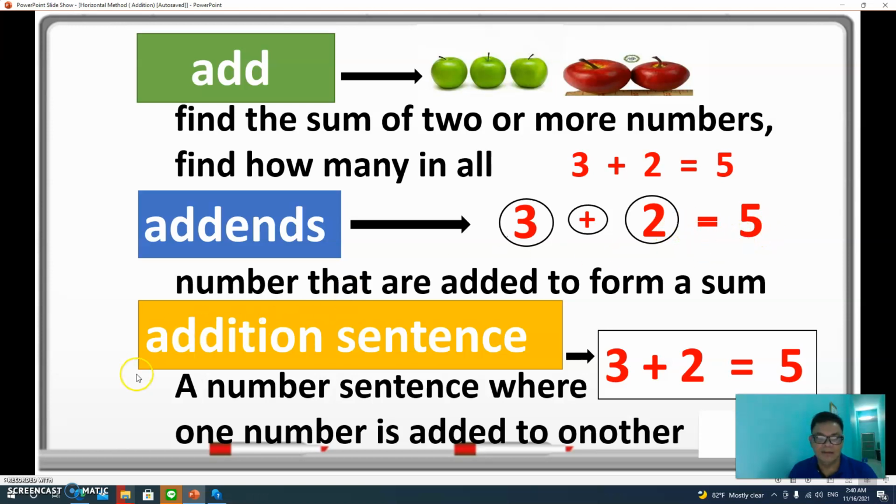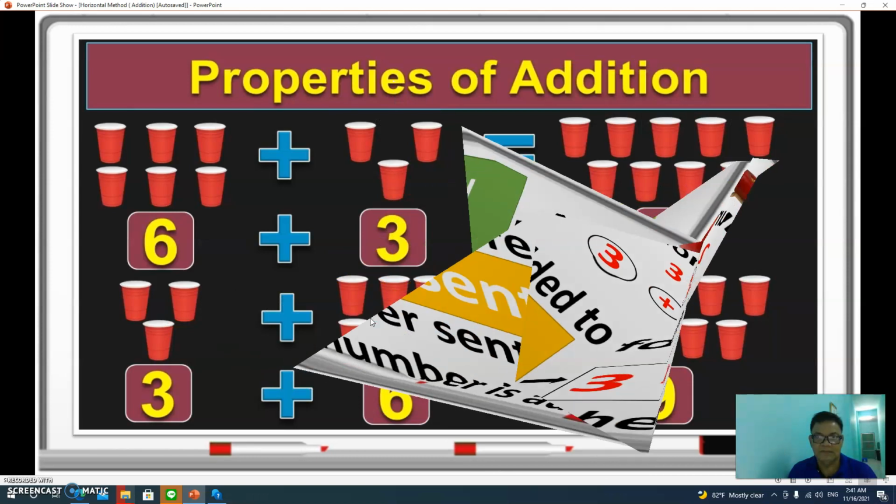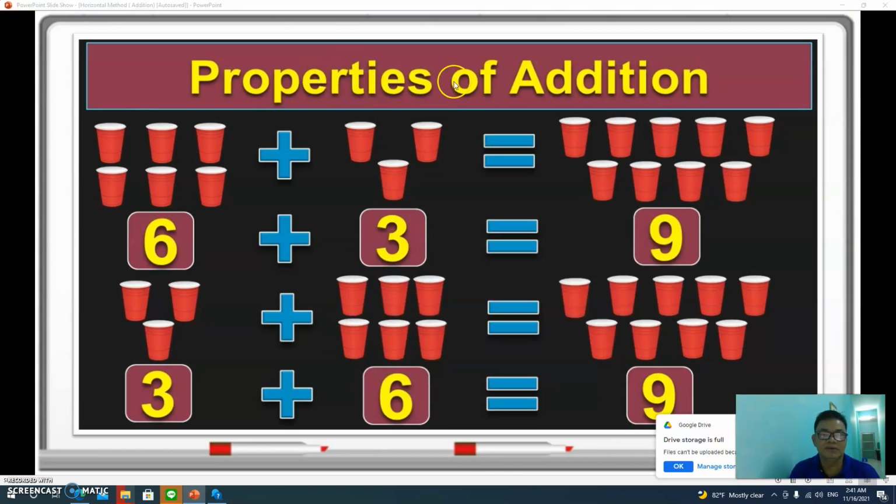Addition sentence: a number sentence where one number is added to another. 3 plus 2 equals 5. That is an addition sentence. So this is the horizontal method.